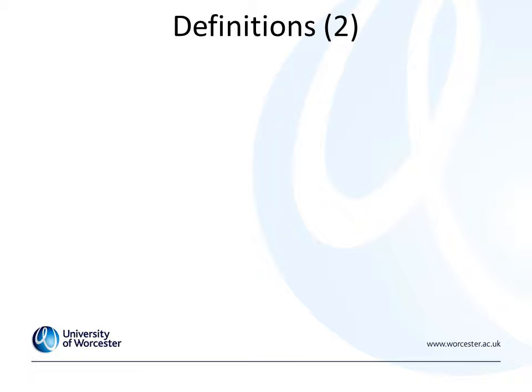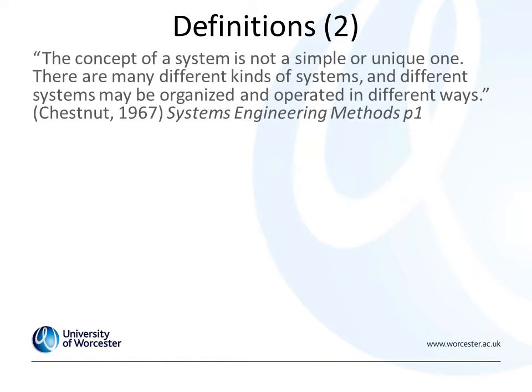Further definitions. And I really love the idea of Churchman in 1967 stating that the concept of a system is not a simple or unique one. There are many different kinds of systems, and different systems may be organised and operated in different ways.